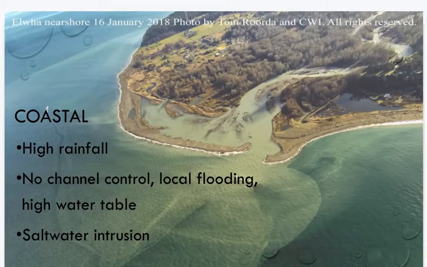Then we have our coastal watersheds. These areas are typified by high rainfalls, a lot of local flooding, very high water tables that can be at or above the ground level. And these areas are vulnerable to saltwater intrusions. If you're overusing, let's say, a well here in this little complex of houses, that groundwater needs to be replaced by something, so that saltwater from the ocean can be pulled back in to replace it. Now that water is no good anymore.